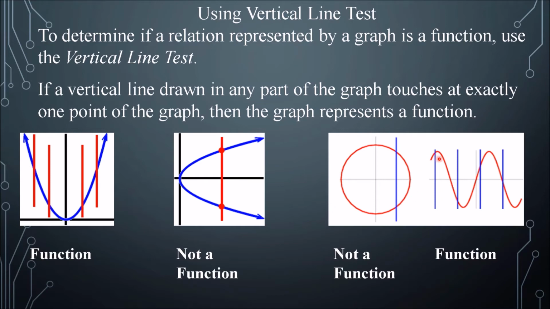Let's have this wave graph. If we're going to use vertical lines, this vertical line touches the wave graph at one point, this one at one point, this one at one point, that one at one point. Therefore, this is a function. So that's how you're going to use the vertical line test in determining if a relation represented by a graph is a function.